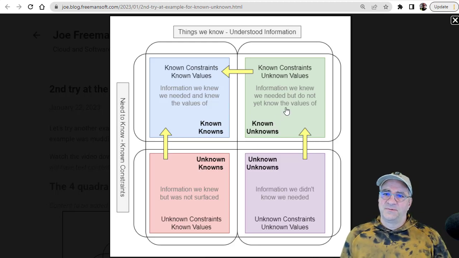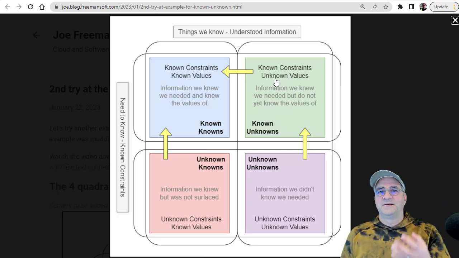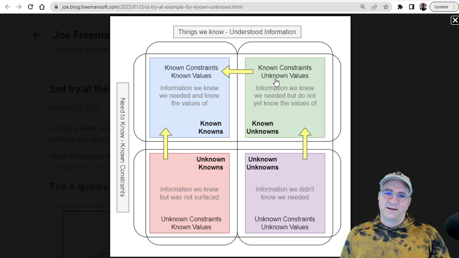The next one is we have known unknowns, and those are known constraints, but we don't know the value. We know that we need to understand something, right? And so this is information we knew we needed, but we don't know the value yet. But because we know we need it, we're going to go out and find out what it is, right? I'm going to build a bridge. I need to understand what the dirt looks like under the water so we know whether we can build this thing or what we've got to do. I don't know what the dirt underneath the water looks like right now. Boom. All right. Then I'm going to do unknown unknowns.